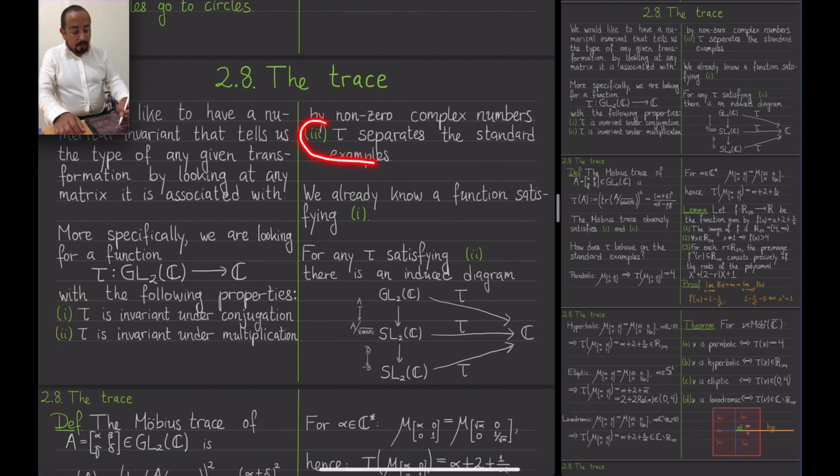And third, we would like it to separate as much as possible the standard examples, right? So that, for instance, it does not happen something like, if I define tau to be a constant invariant, then of course 1 and 2 are satisfied, but it's not very useful because it doesn't separate the standard examples well enough, right? So we want some separation of the standard examples. For instance, we would like tau not to confuse parabolics with elliptics or with hyperbolics, etc. And if possible, for instance, if I have two hyperbolic standard examples but with different alphas, maybe we can hope that tau really distinguishes them. Okay, so that's what we are looking for.